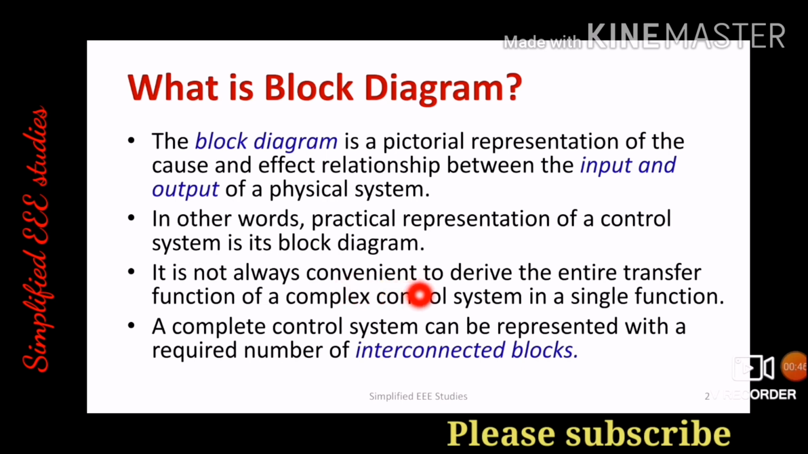It is not always convenient to derive the entire transfer function of a complex control system in a single function. That is true. A complete control system can be represented with a required number of interconnected blocks. So we can say that it is a pictorial representation of a control system which gives the cause and effect relationship between input and output. It is a convenient form to do the analysis. It is better to represent a physical system in terms of block diagram so that we can perform the analysis very easily. That is why we will be using block diagram.